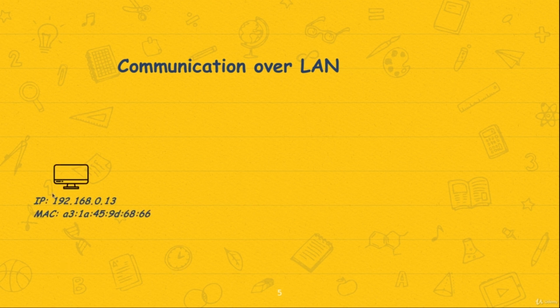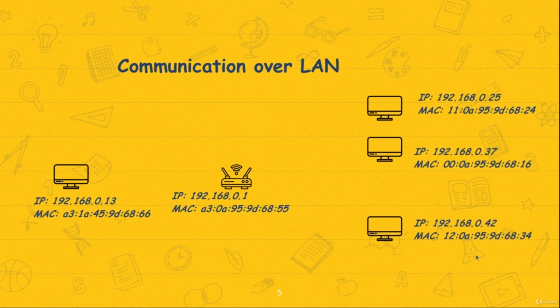First, you have a device, let's say your device, which has an IP address of 192.168.0.13 and a MAC address which is this value. Then there is a router, or gateway, in your network that is used to communicate with the external internet. Its address is 192.168.0.1, and most of the time you will find that every router has the same address because it's a convention used in a local area network. And then you have three other devices.